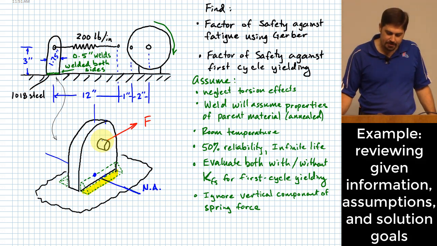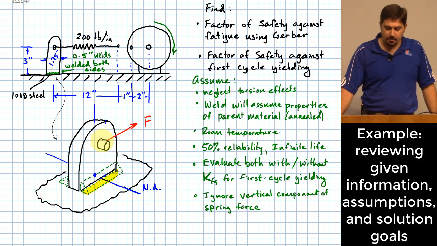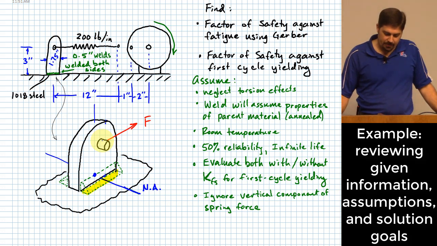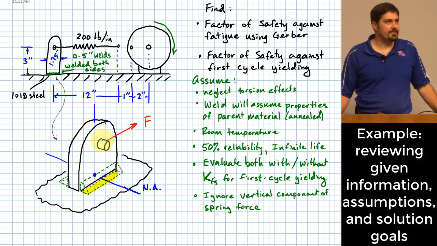So we're going to assume room temperature. We're also going to assume we only want 50% reliability, and we want infinite life. We're going to evaluate both with and without our stress concentration factor with respect to first cycle yielding. The reason I do this both ways is that on occasion, maybe it is important to consider your stress concentration factors. When might that occur?